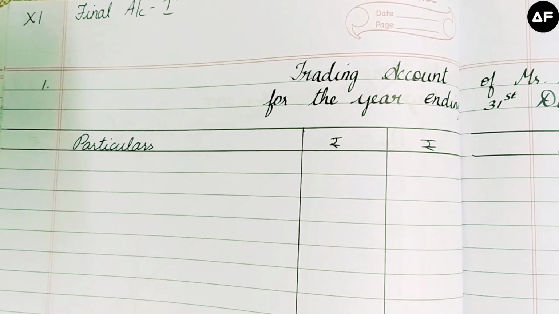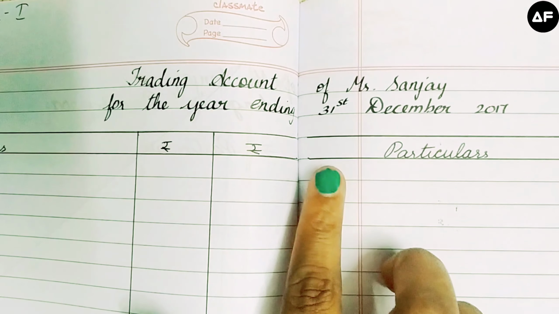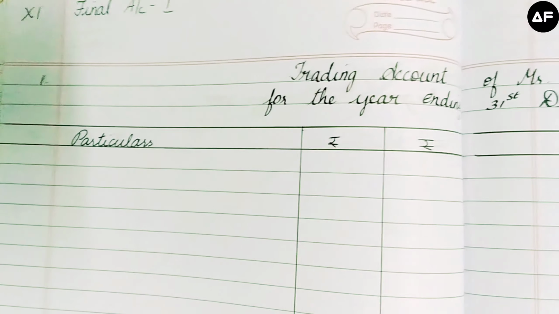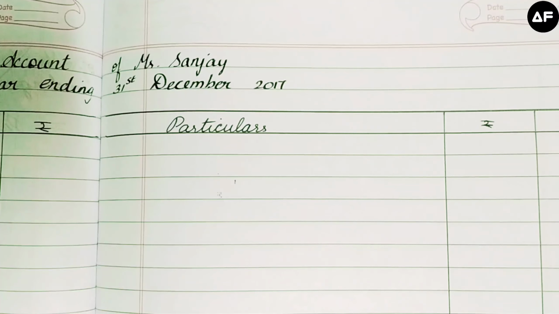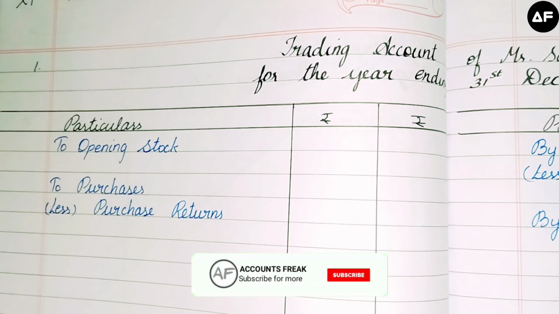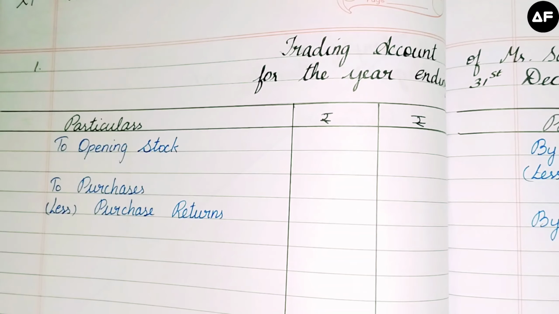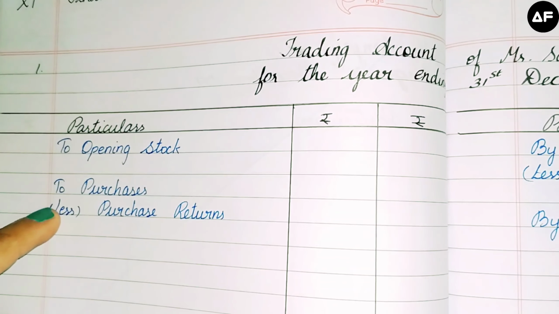I have written down the trading account format of Mr. Sanjay for the year ended 31st December 2017. The debit side particulars rupees and the credit side particulars rupees. The 4 basic items which we are going to record in a trading account on the debit side are the opening stock and the purchases.